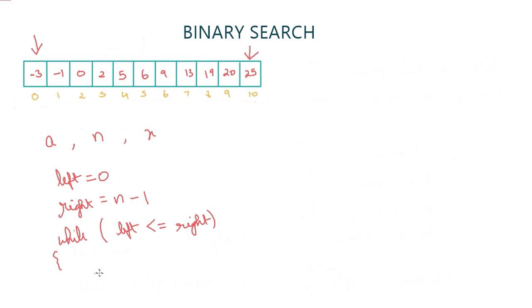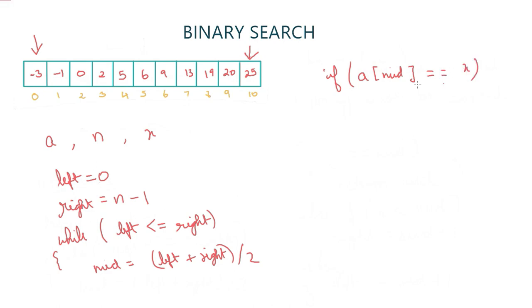So now inside this loop, in every iteration, we will calculate our middle element. So mid will be equal to (left plus right) by 2. So mid is the index at the middle specified by the range left and right. Now we need to compare the target element with our middle element. So we do if A of mid is equal to x, so if our middle element is already equal to the target element, then we return mid.